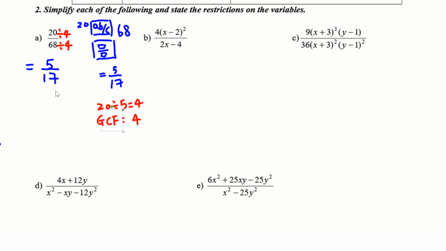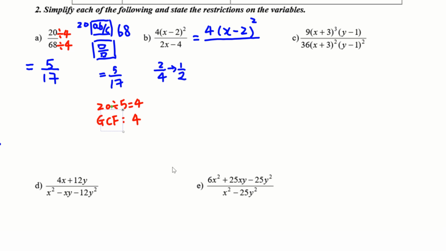Then it is simplified. So for this one, we have 4 times the bracket x minus 2 squared. It means you have 4, x minus 2, x minus 2 as factors for the numerator. And for the denominator, we need to see if we are able to factor it. So 2x minus 4. If you have numbers in the terms, you could use the fraction button to see the lowest form. If you type it in, you will have 1 over 2.